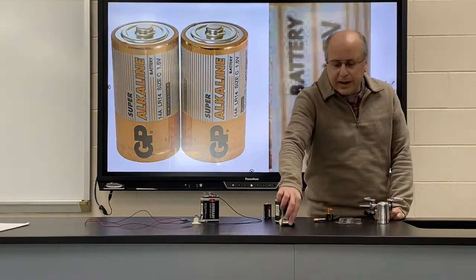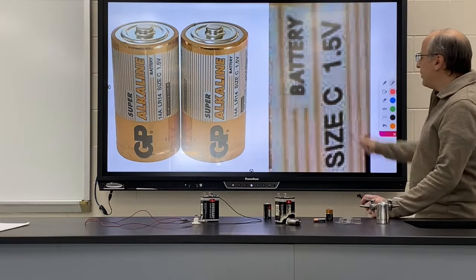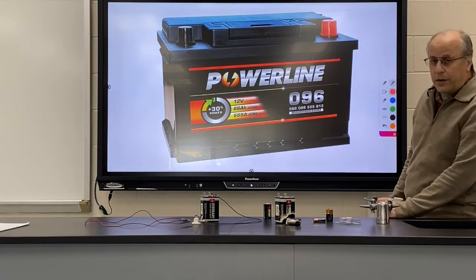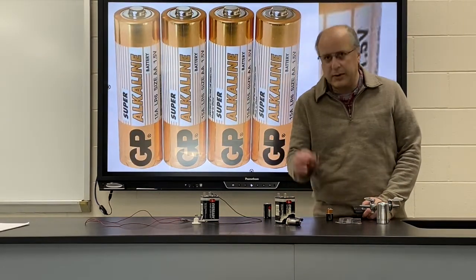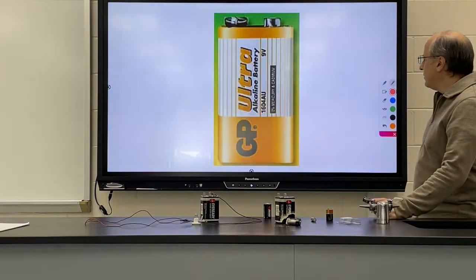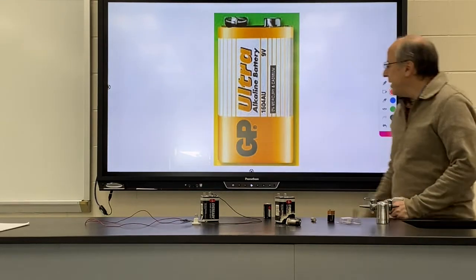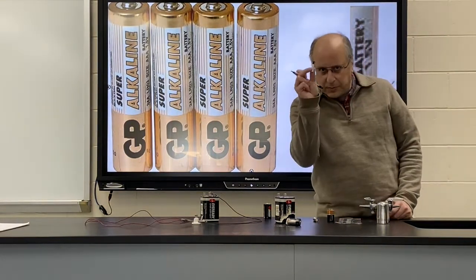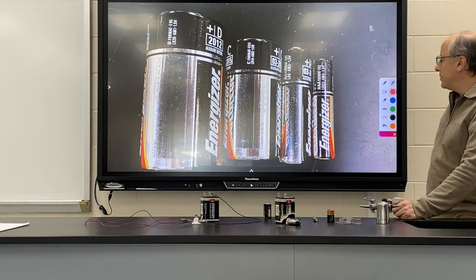You'll see a C battery like the one I have here. Mine is leaking chemical, but a C battery is around 1.5 volts. A car battery is around 12 volts. A AA battery, which is this guy right here, is 1.5 volts. A 9 volt battery, which you might use in your smoke alarms, is 9 volts. And then a AAA, which is the smallest of the household batteries, is around 1.5 volts.